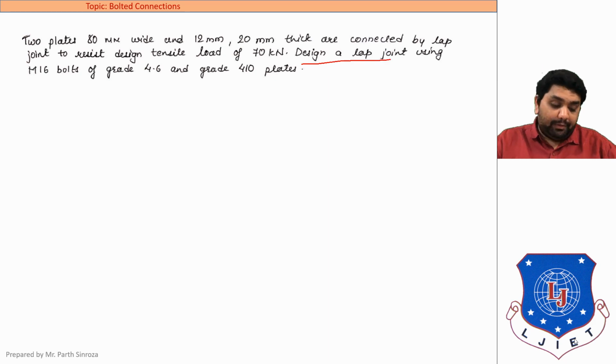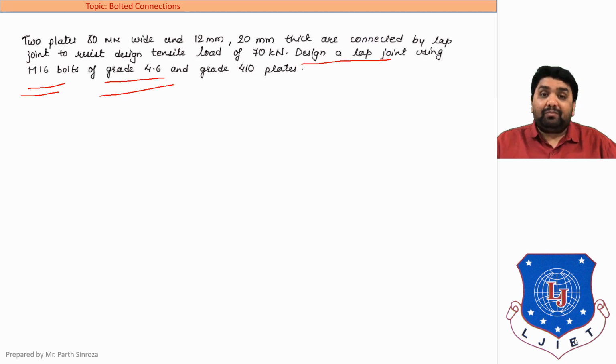Design a lap joint using M16 bolts. Here M16 bolts are given, that means the diameter of the bolt to be used is 16 mm, of grade 4.6. The grade of bolt is given as 4.6, or ordinary bolts. That means the Fu of the bolt will be 400 Newton per mm square and Fy will be 240 Newton per mm square. But we will rarely be using Fy, we will just be focusing on Fu in our equations. And the grade of plates is given as 410.